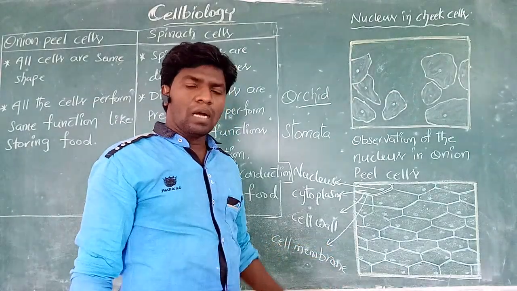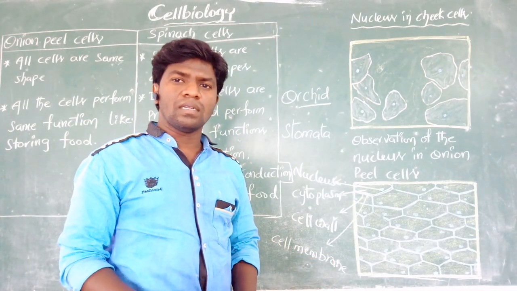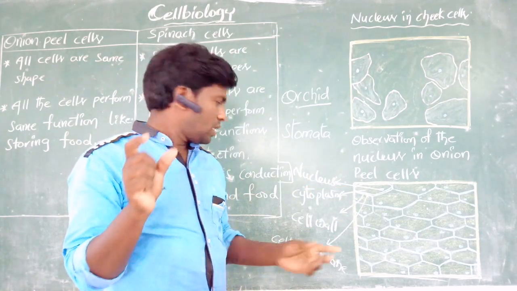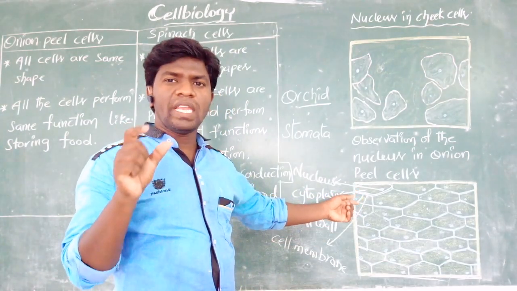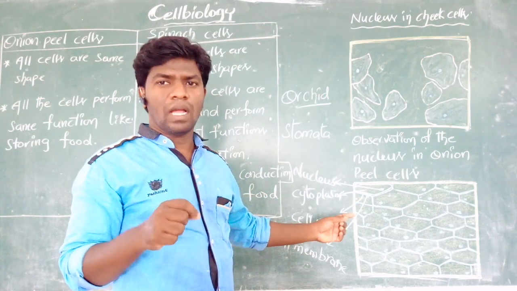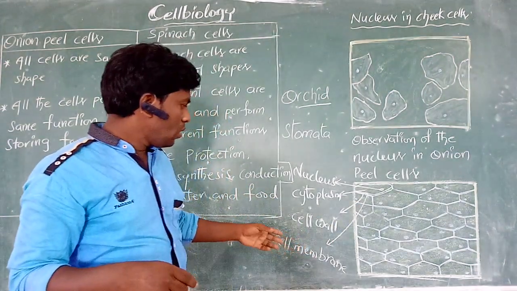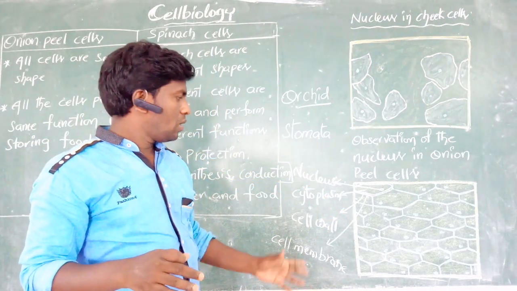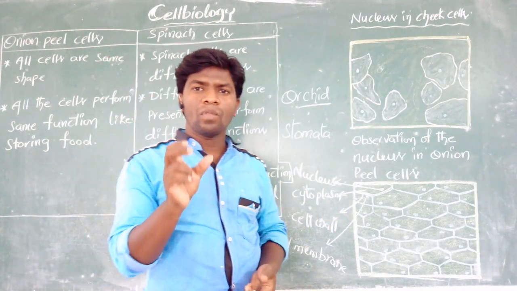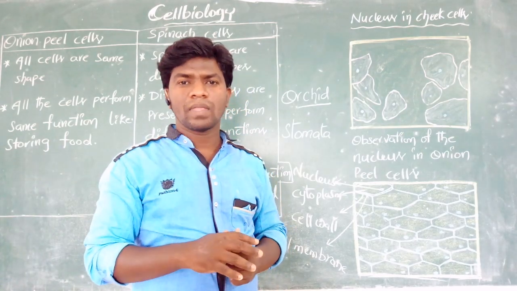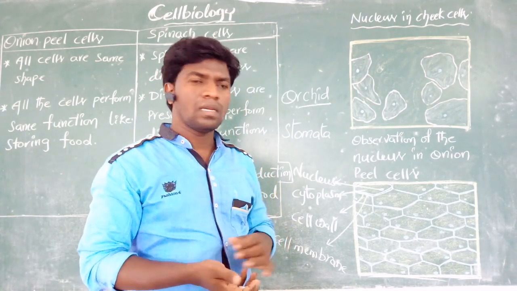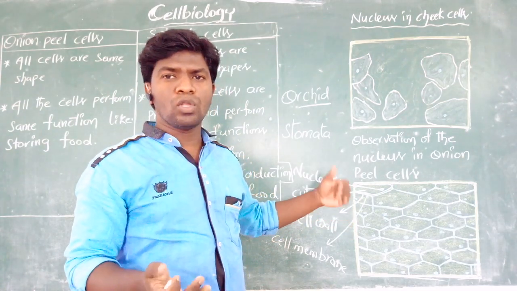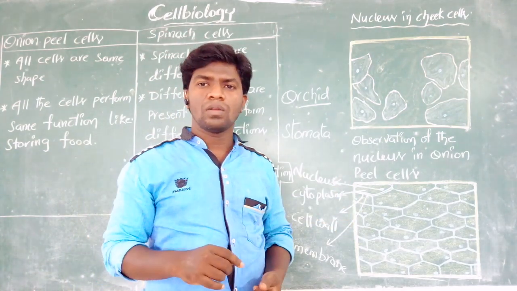When we compare with animal cells, the boundary of this cell is much clearer than in the animal cell. Here are the structures of onion peel cells. Onion is a plant product, meaning these cells are plant cells.